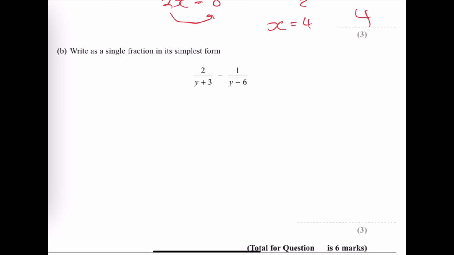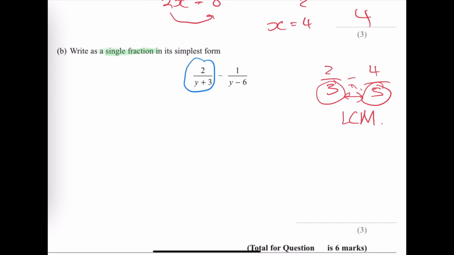Write as a single fraction in the simplest form. So that we can have it as a single fraction, this is a normal type of fraction situation. What we do is we always try to make the denominator the exact same, and we just times them by each other so that we can get the lowest common multiple. The easiest way is just to times them by each other.